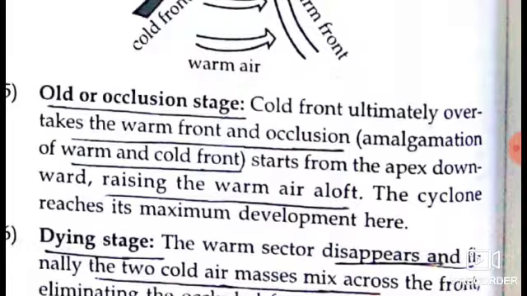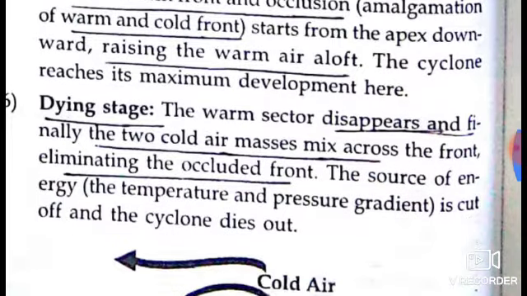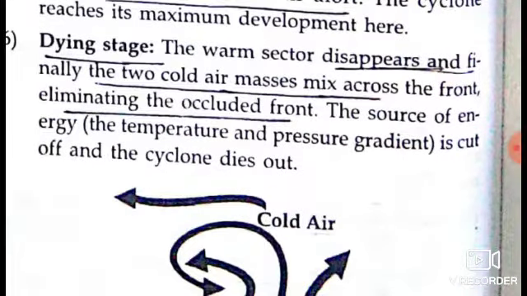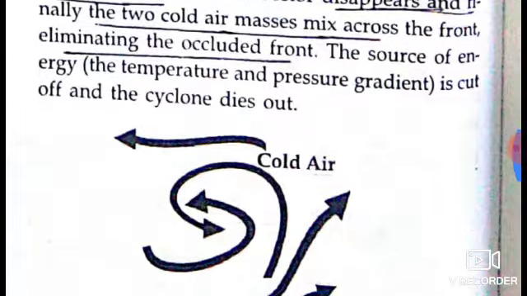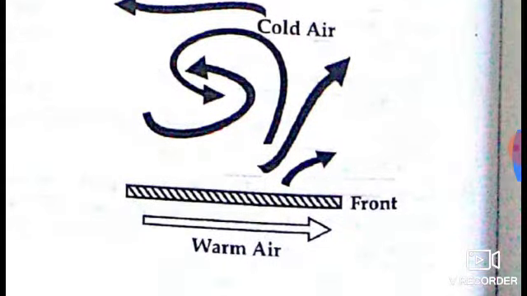Occlusion stage: the cold front ultimately overtakes the warm front and occlusion occurs. Amalgamation of warm and cold front starts from the apex downward, raising the warm air aloft. The cyclone reaches its maximum development here. Dying stage: the warm sector disappears and finally the two cold air masses mix across the front, eliminating the occluded front. The source of energy, the temperature and the pressure gradient, is cut off and the cyclone dies out.